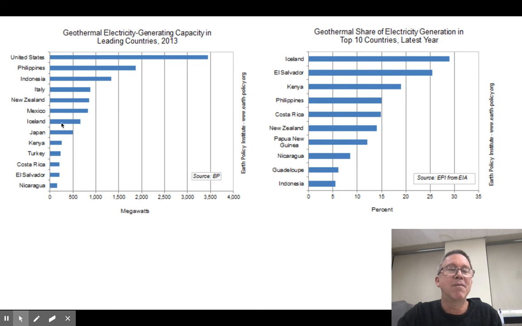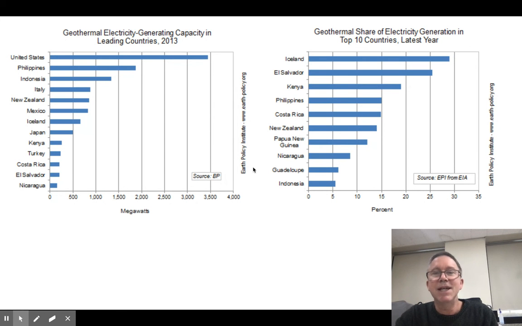Iceland happens to be on a mid-ocean ridge, but the rest of them are basically at convergent plate boundaries. Now look over here, the share of electricity that's generated by it. Well, Iceland, even though it's way down here, only makes like 700 megawatts, which turns out to be a significant portion of their overall energy needs. Same thing's true for El Salvador, Kenya, Philippines, Costa Rica, New Zealand. All of them, it's a significant portion, even though they really aren't making that much.